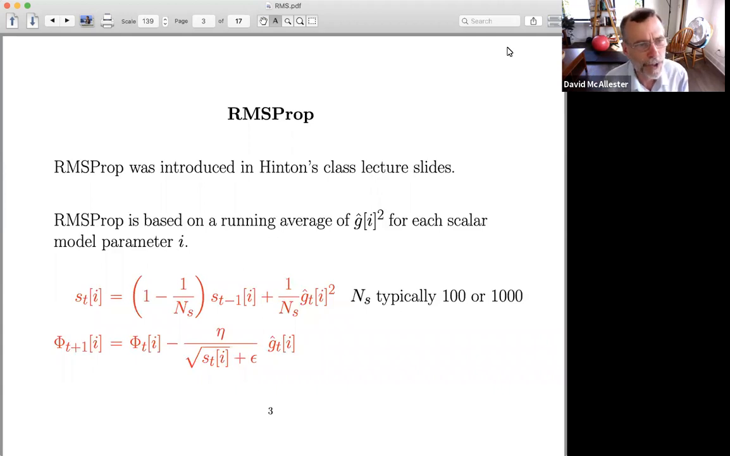So RMSProp was introduced in class lecture notes by Hinton. If you look it up and look for the reference, they reference Hinton's lecture notes from a course he was teaching.